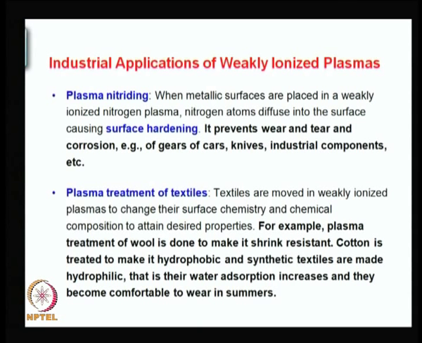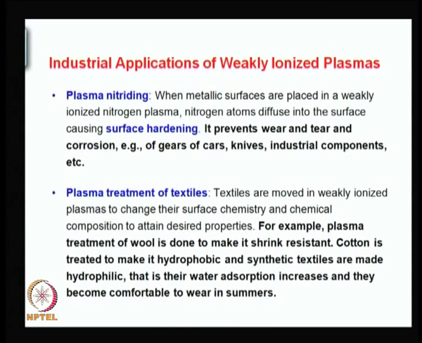This kind of a treatment in a weakly ionized nitrogen plasma prevents the wear and tear and corrosion of the metal. And so we find that the gears of cars, knives and other industrial components are treated with such weakly ionized gaseous plasmas. Similarly, there is another interesting application, that of plasma treatment of textiles. Now, textiles are moved in weakly ionized plasmas to change their surface chemistry and chemical composition and to attain desired properties in the material, in the textile.